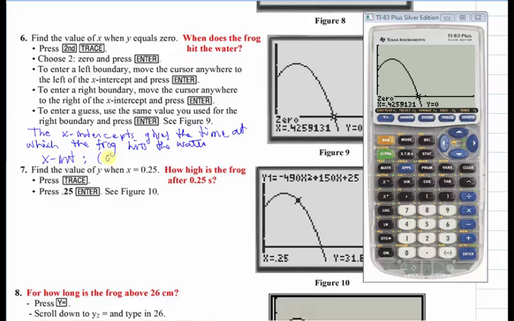at 0.4 and 0 for a height. Okay, so what this means is that the frog takes 0.4 seconds to hit the water, and the height, of course, at that point is 0. Okay, so the frog hits the water at 0.4 seconds. Okay, now in your handout, they also ask for the domain and range at this point.